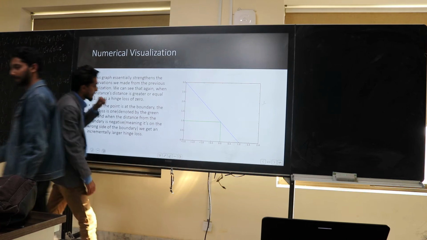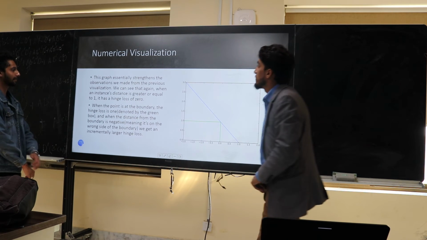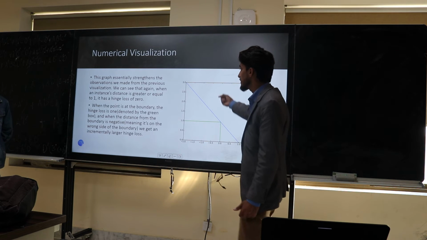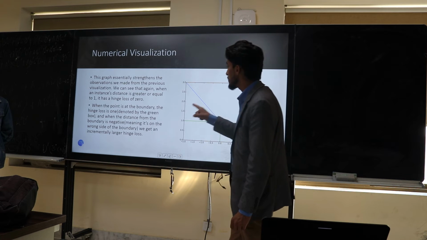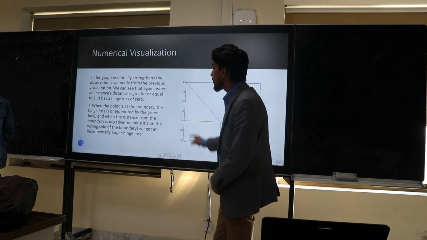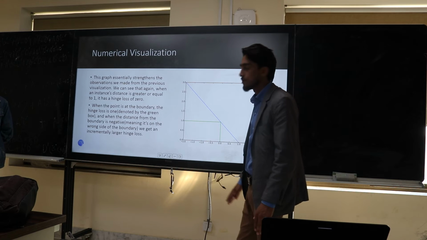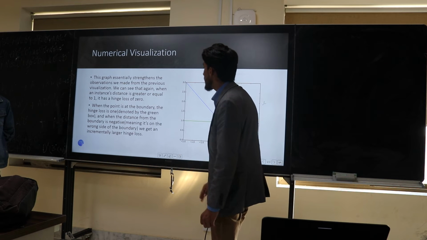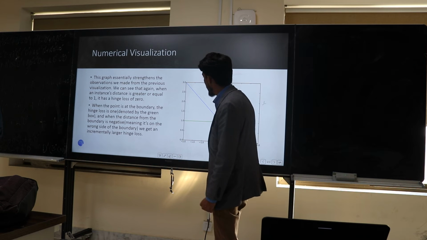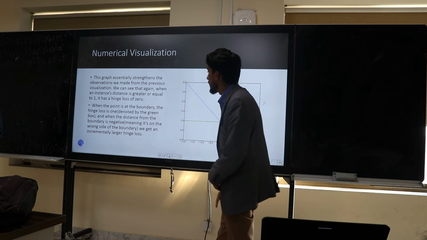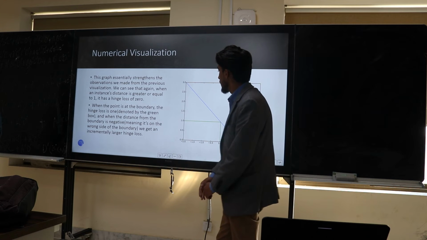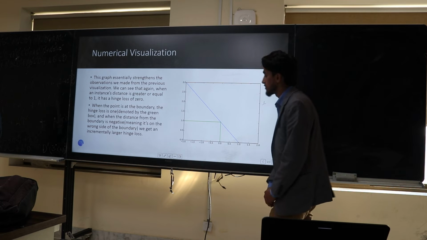Please, Siyaam. Numerical visualization. This graph essentially strengthens the observation we made from the previous visualization. We can see that again when the distance is greater or equal to 1, our loss will be no loss. When the point is at the boundary, the hinge loss is 1. And when the distance from the boundary is negative, on the left side, we get an incrementally larger hinge loss.